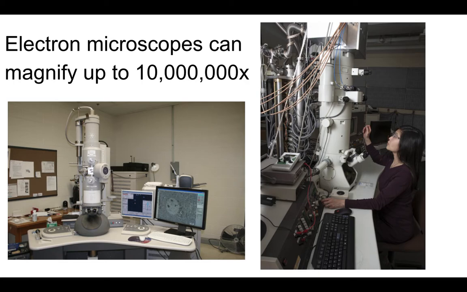So we talked about light microscopes. There are also electron microscopes. They can magnify images up to 10 million times. So these are much more powerful. They take up much more space. They cost tens of thousands to even millions of dollars. It takes special training to know how to use them. Most universities will have these, but it's not something you would find in a high school.